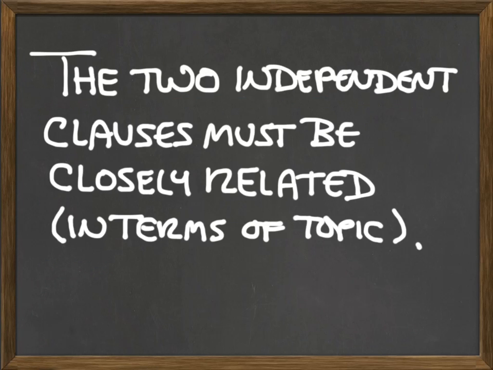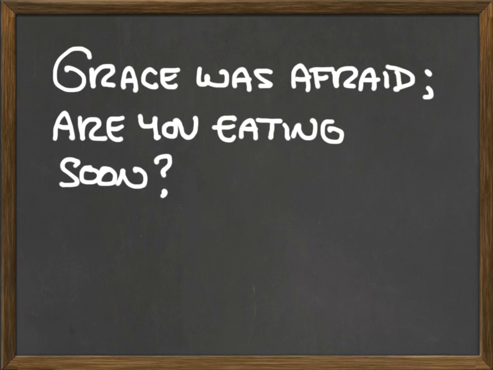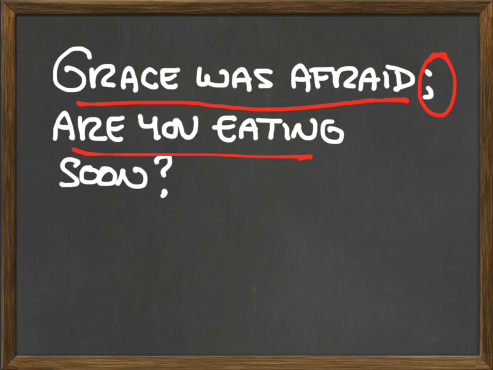The other thing you need to keep in mind is the two independent clauses that are separated by a semicolon must be closely related in terms of the sentence topic. Cannot be two totally different topics. So sometimes I'll see an error like this. Grace was afraid; are you eating soon? That's an independent clause, that's an independent clause, but one has nothing to do with the other. So this is incorrect.